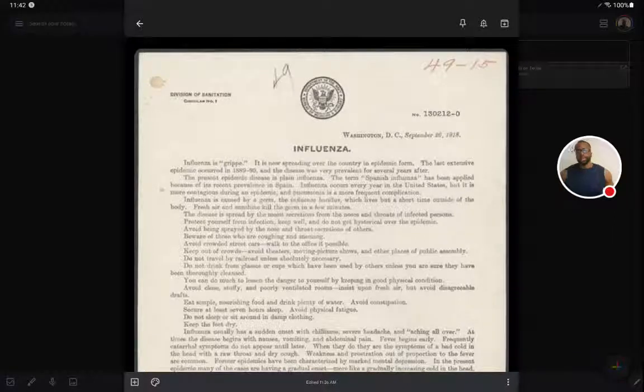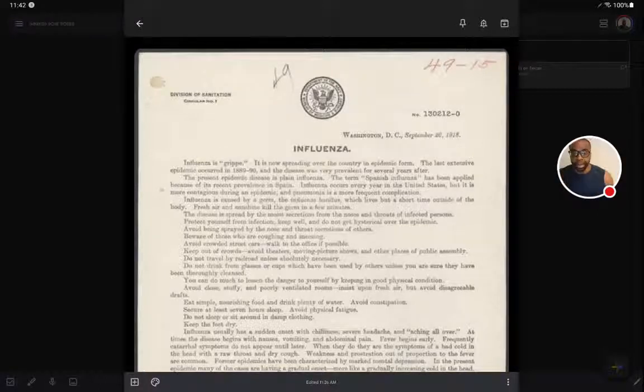All right, so I'm just going to read this. It looks like it came out in 1918. Someone posted this on Twitter, and I thought this was pretty amazing to see. It's for the influenza outbreak. So here we go. Let me go ahead and start and see what you guys think about it.